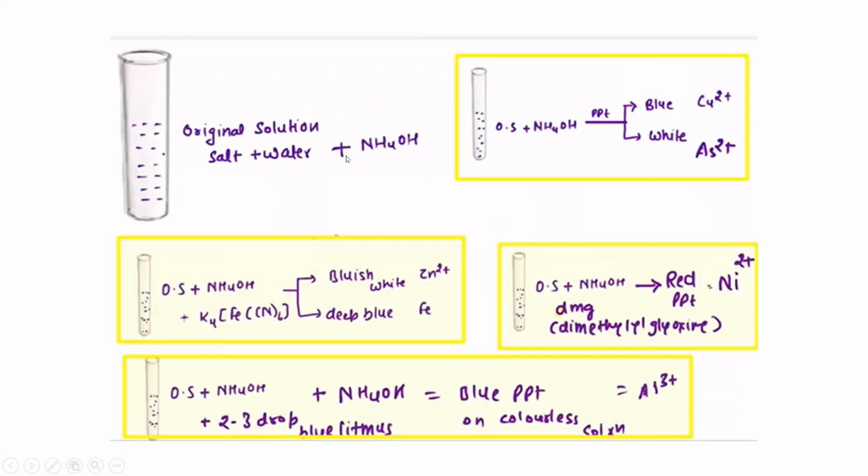Next, what we have to do, first thing, add the original solution. What do you mean by original solution? Salt plus water is called the original solution. Right. We have to add ammonium hydroxide to that. Original solution plus ammonium hydroxide.